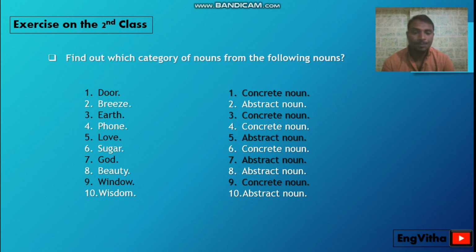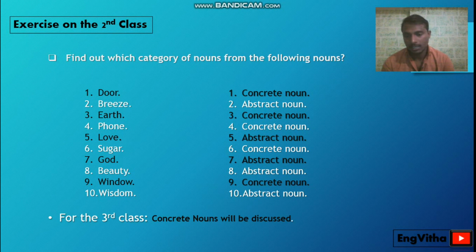And beauty is an abstract noun. We can feel it but not touch and see it. Window is a concrete noun. Wisdom is an abstract noun. So this is all about class 2. For the third class, concrete nouns will be discussed clearly.